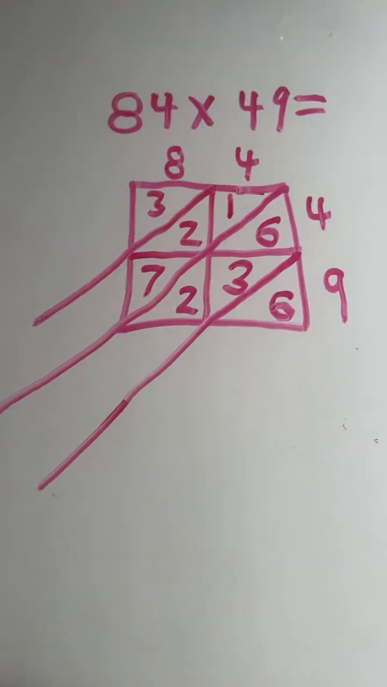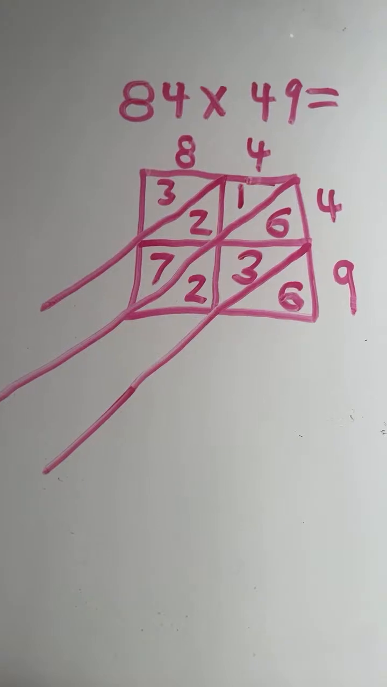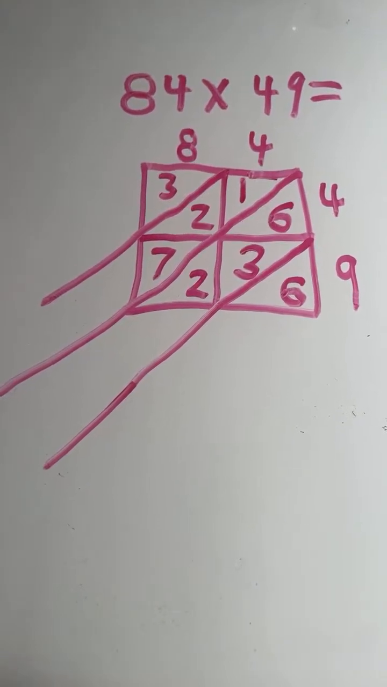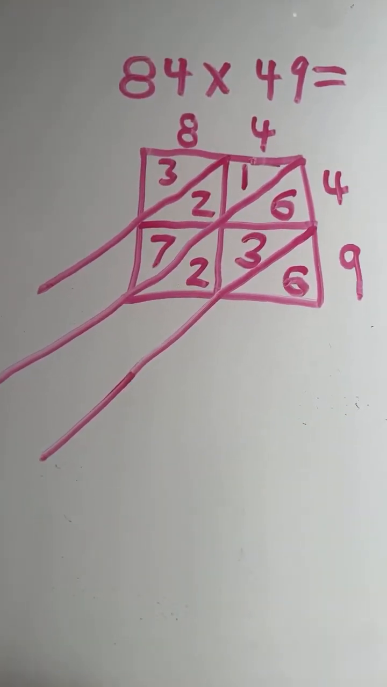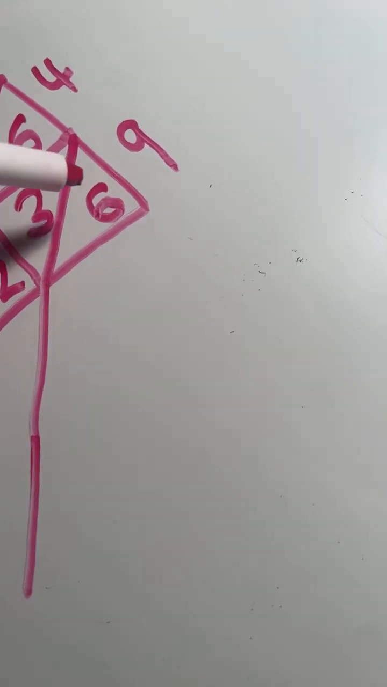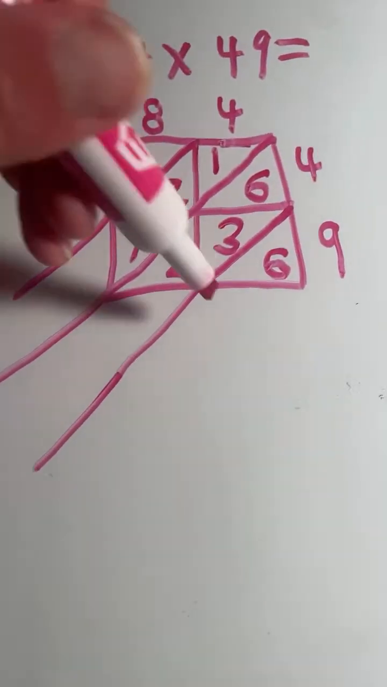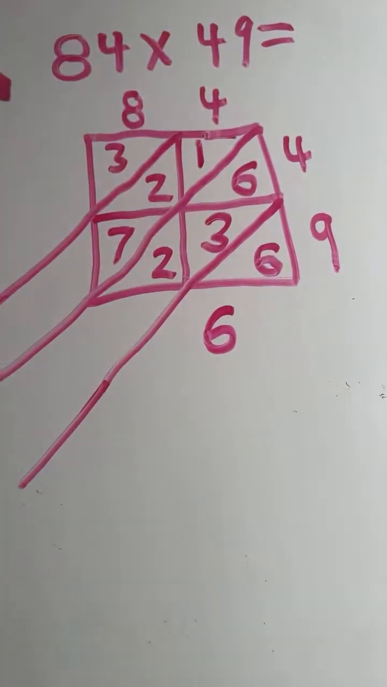Now to get our final answer, we have to add all of the numbers inside the square going along the diagonal lines. So starting out, the only number along this diagonal line that's inside the square is 6. So we have a 6 along this diagonal line.